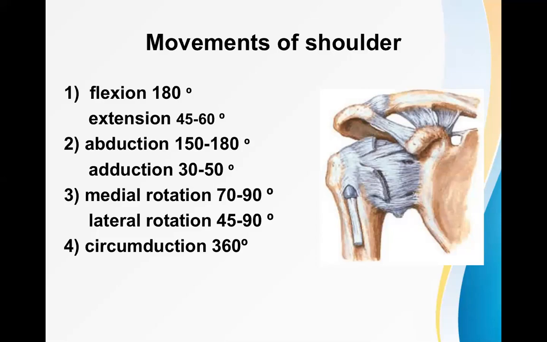Abduction is towards the lateral side, when I am raising the upper arm upwards, that is abduction movement. And adduction is opposite to that, when I am bringing that arm towards the midline. Medial rotation and lateral rotation are very easy to understand. And circumduction is the combination of all of them. Now, we don't ask what is the range of each of these movements. But one important point you need to take note of is that the shoulder joint is a highly movable joint. It enjoys a high degree of freedom. And the combination movement of all of these is called circumduction.